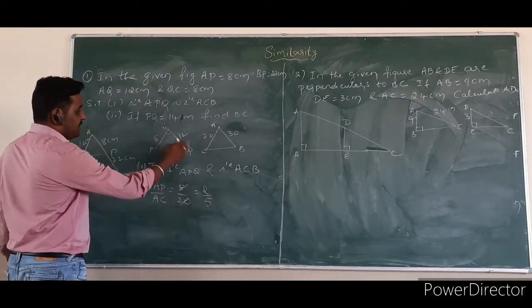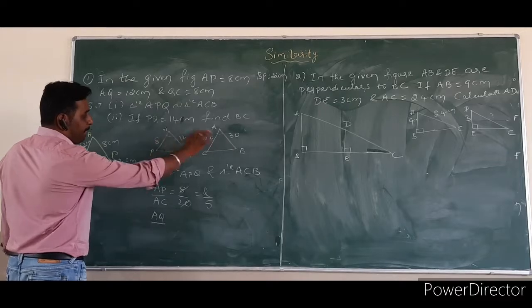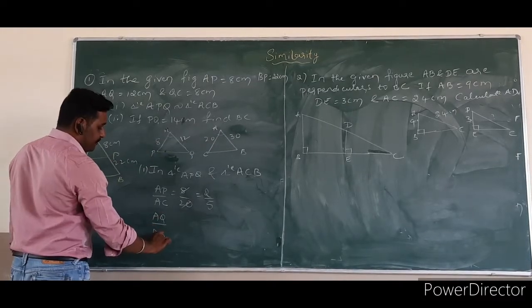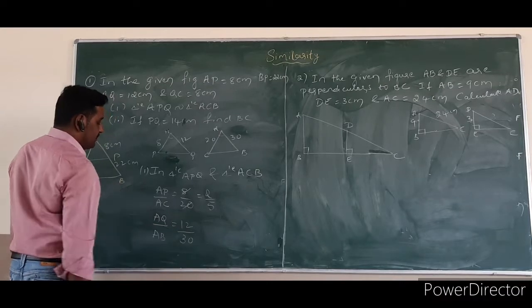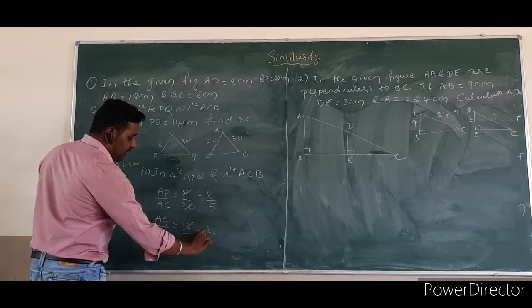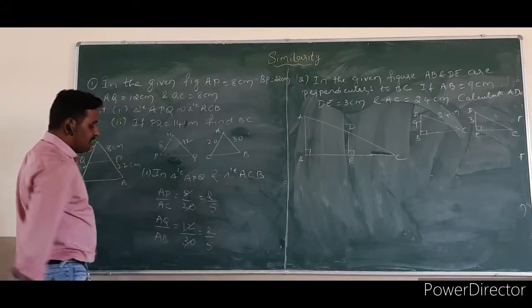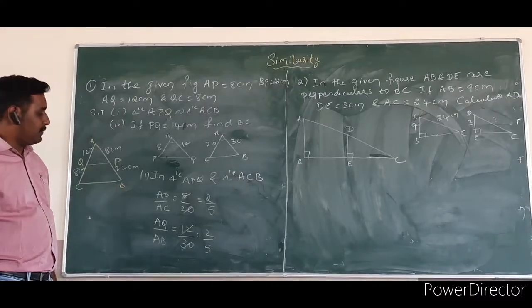Next side is AQ divided by AB. What is AQ? 12. This is 30. So you can easily cancel, 6 2s are 12, 6 5s are 30. Both the sides, or corresponding sides, are proportional. We proved already two sides.